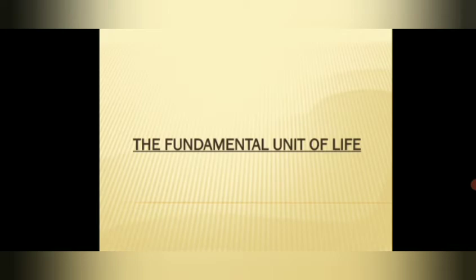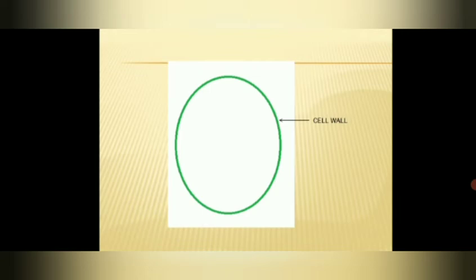Before that, let me show you one picture. Here you can see a cell wall, right? So what is a cell wall? It is the outermost layer present in only plant cells. It is not there in an animal cell. In a plant cell, this cell wall gives the shape to the cell.